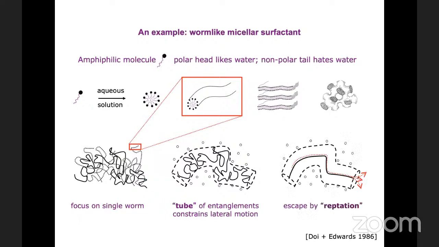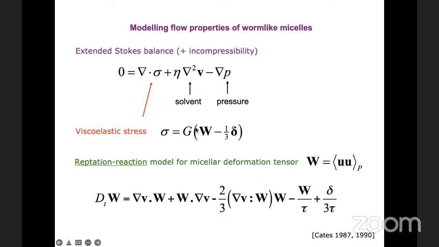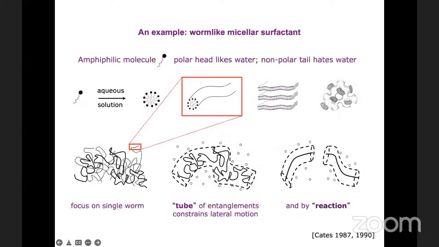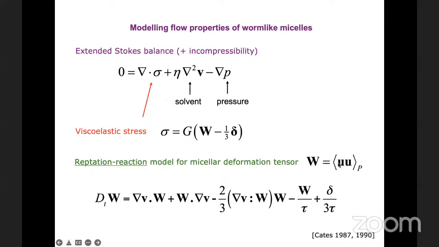And the viscoelastic stress then depends on a mesostructural variable, which here is a tensor that characterizes the deformation of the worms. It does so by defining a tangent vector at any point along a worm and constructing a tensor out of the outer product of the tangent vector, and then you average that over the probabilistic distribution of these in the sample as a whole. That then gives you a tensor that characterizes the micellar deformation, and that has dynamics in flow, which takes the form of this nonlinear equation here.